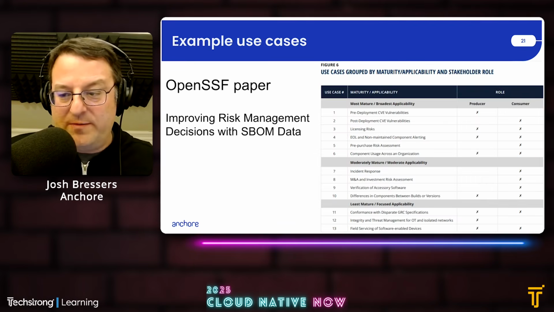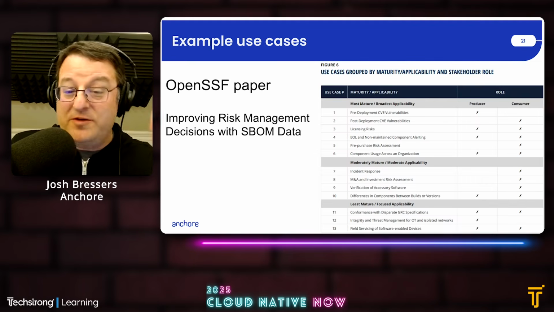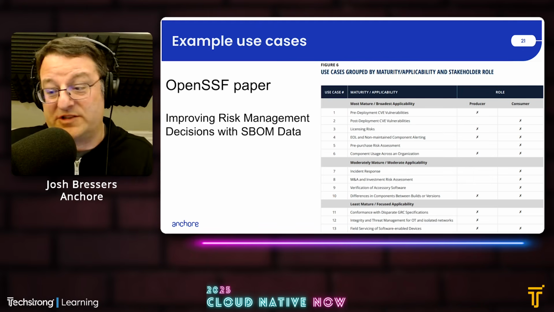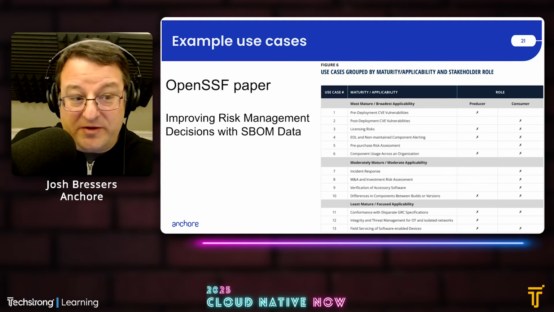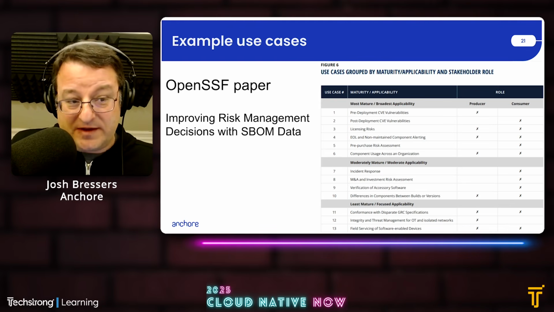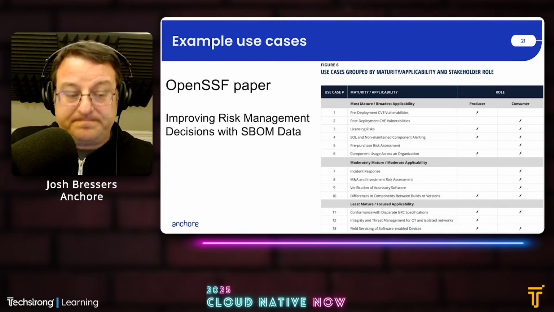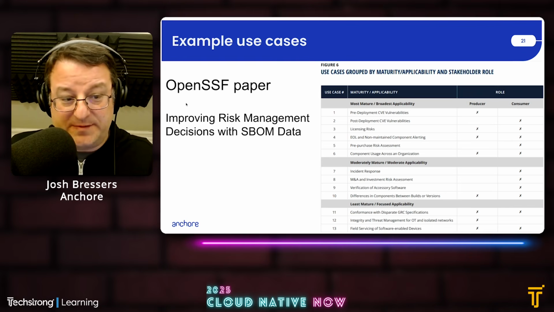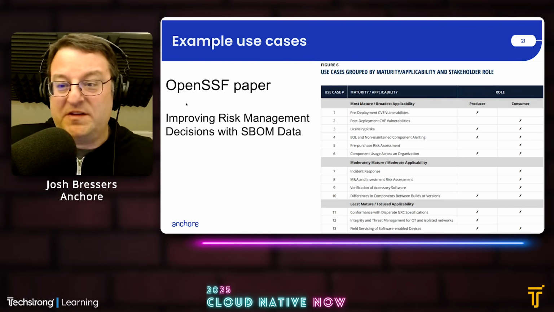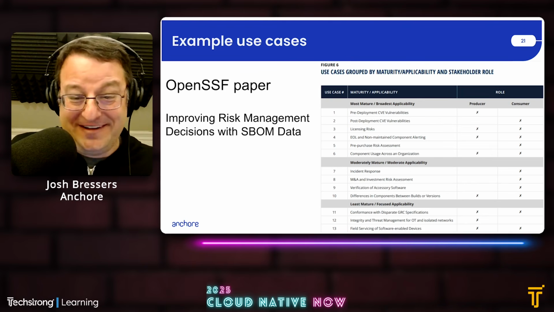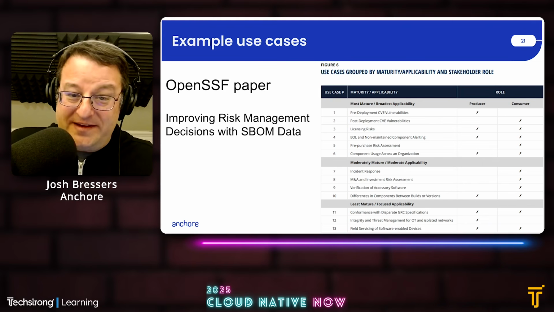Now, when we talk about use cases, there are many more use cases than just vulnerabilities. Vulnerabilities are just, I'm a vulnerability nerd, so it's the one I won't shut up about. So, other use cases. There is a paper from the OpenSSF, that group I'm involved with at the Linux Foundation, SBOM Everywhere. We published a paper recently. The title is Improving Risk Management Decisions with SBOM Data, which is a mouthful. It doesn't necessarily sound like something exciting to read, but it's a very good paper. One of the things it has is use cases.